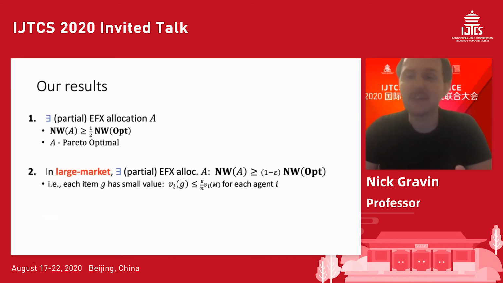Another result you can get with this partial allocation is that in the setting with a lot of items, a so-called large market, meaning that every item has small value compared to the entire set of items, it's possible to achieve a 1 minus epsilon approximation to the optimum Nash welfare. So maybe you can get rid of just a few items, and the rest you allocate almost as well as you would in the optimum, and you achieve the EFX condition, so people wouldn't be envious of each other.